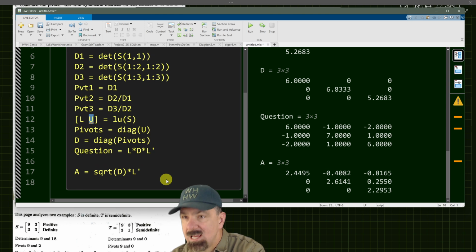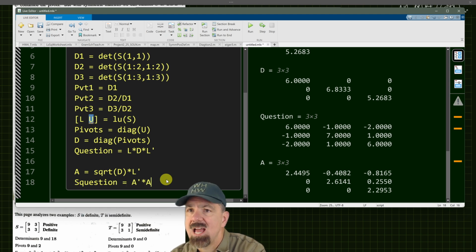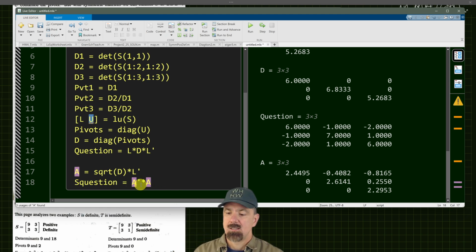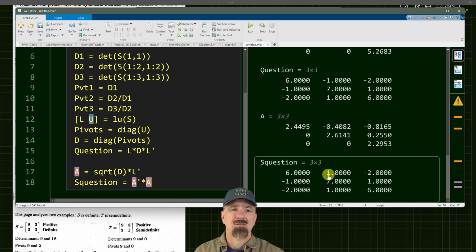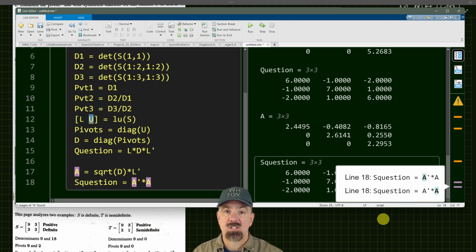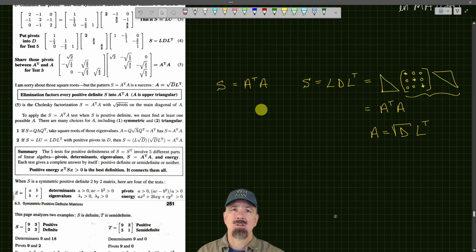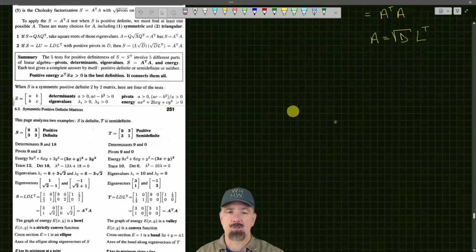So let's see if we can build S as A transpose times A. And this is our third test. Hey, we can do this, and that means that S is symmetric positive definite. We can't always, of course, do this back and forth, but we can in the case where we have a positive definite matrix. So that's just a demonstration.